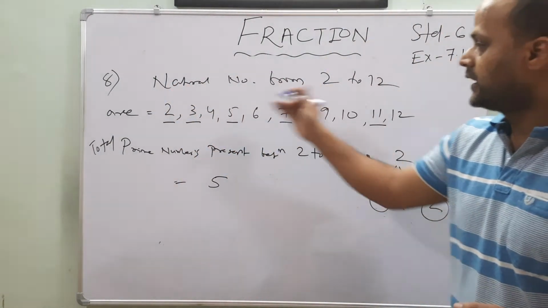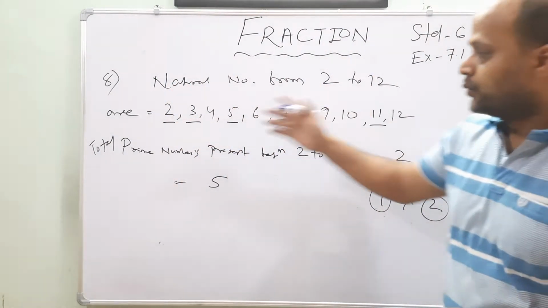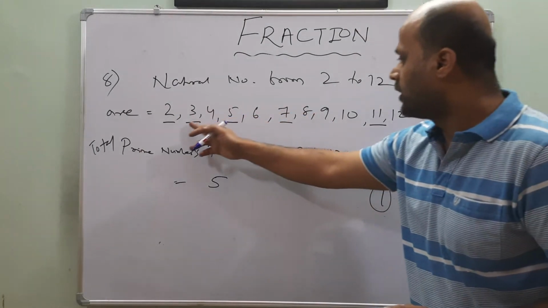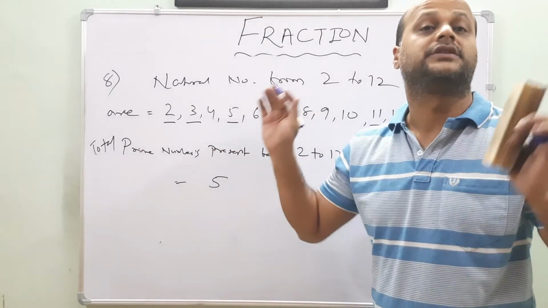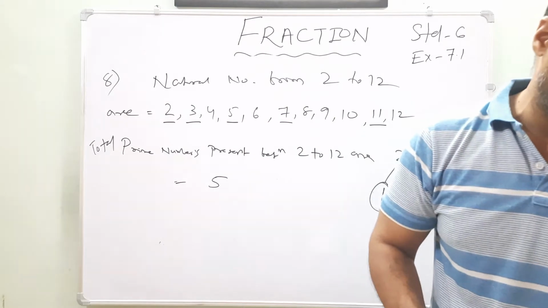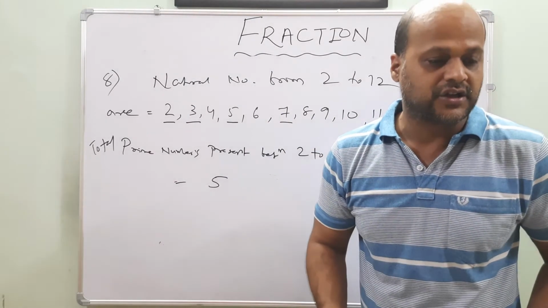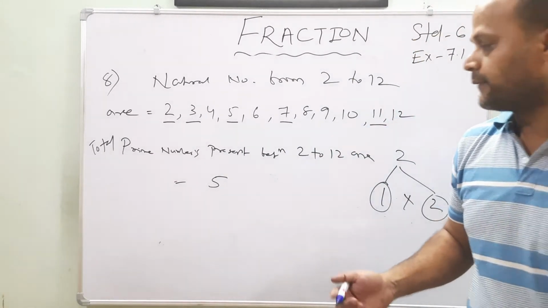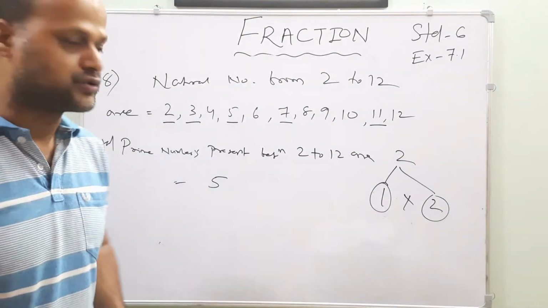What are the natural numbers? These are the natural numbers. What are the prime numbers? The underlined numbers are called prime numbers. Then what is the next question? It's asking what fraction of them are prime numbers. What is the fraction between the prime and the natural numbers?